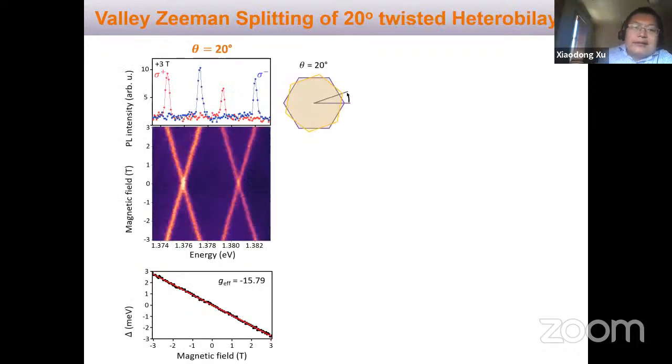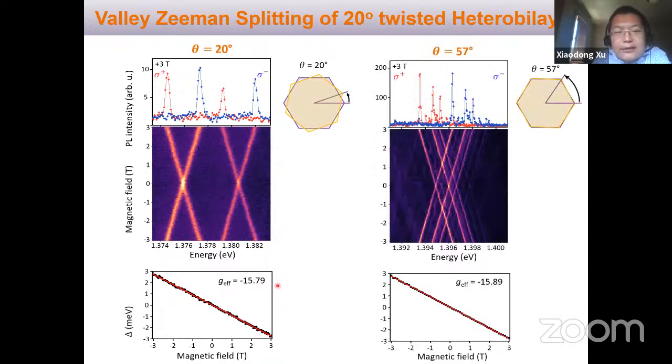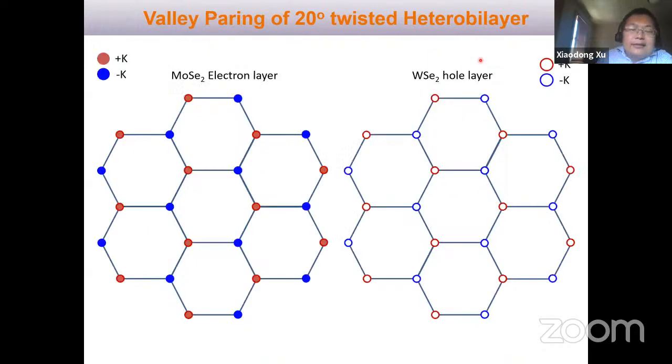Now we look at another very interesting example, 20 degrees. At 20 degrees, we can do the same measurements. Then I can determine my G factor, which is close to -16. It's almost the same as the theta equal to 57 degree sample, although 20 degrees is far from 57. So what happens here? To understand this, we can look at the momentum space of these heterobilayers.